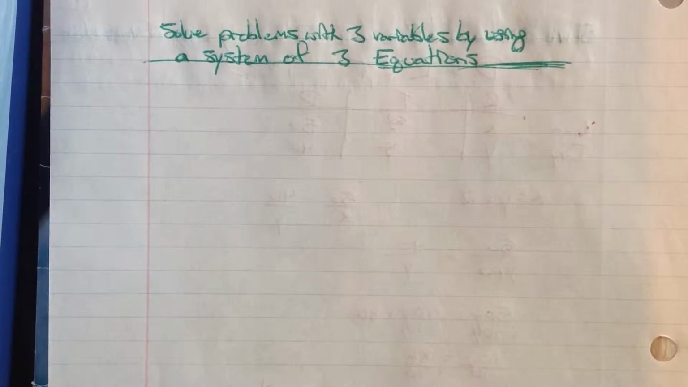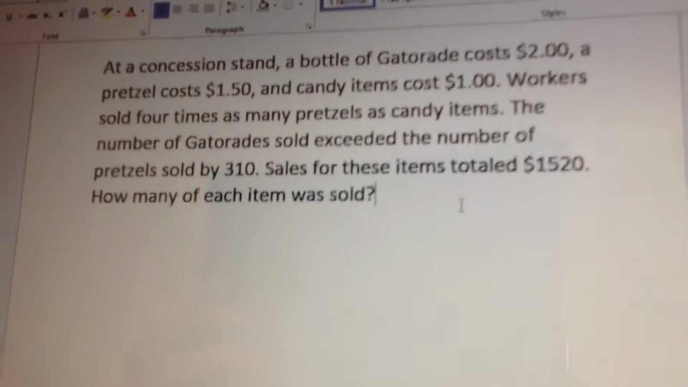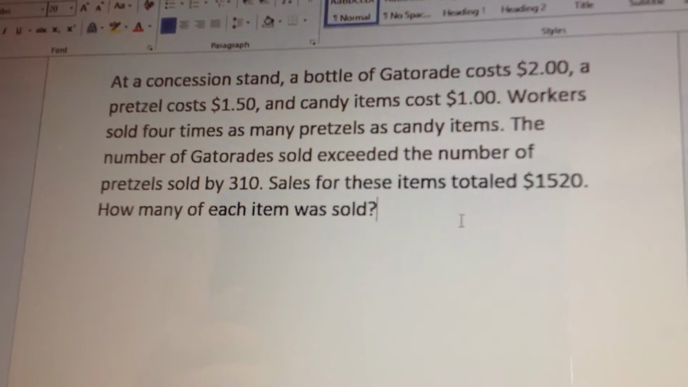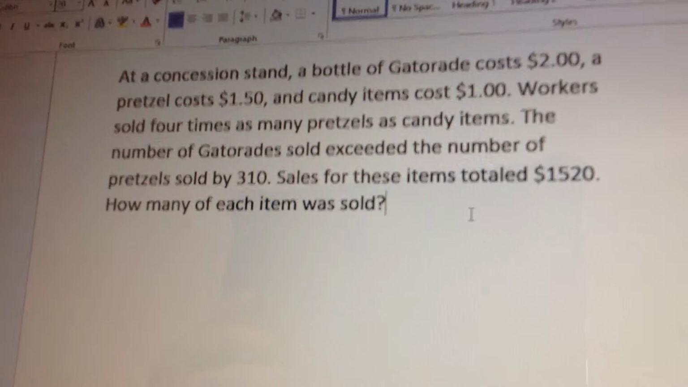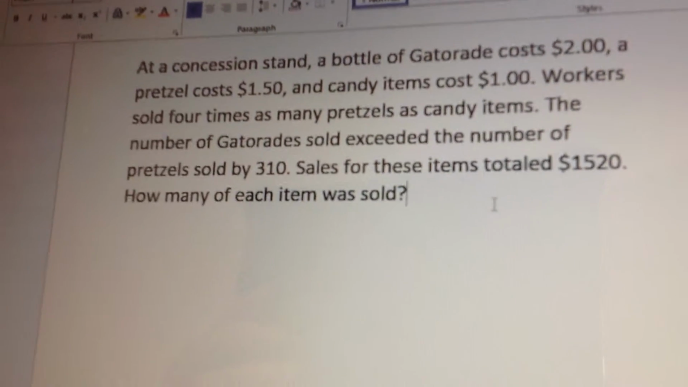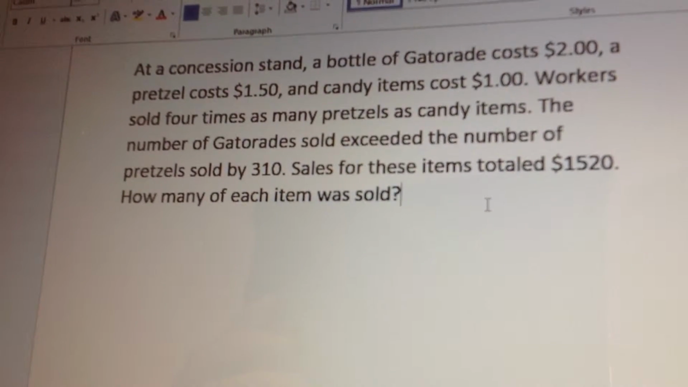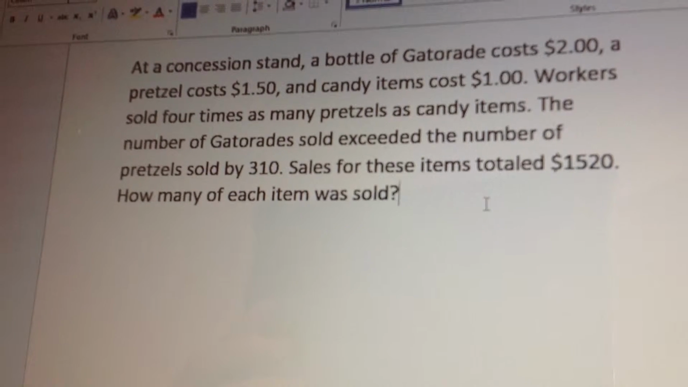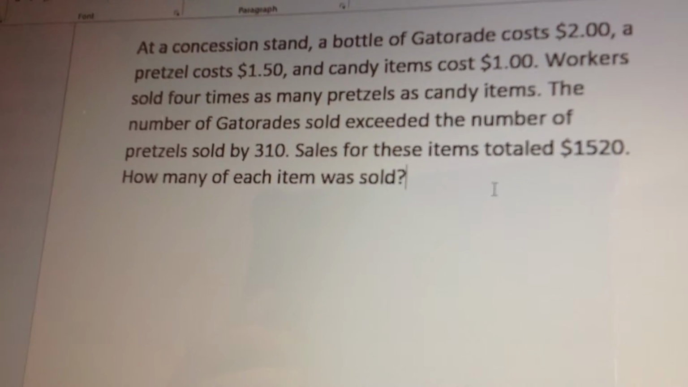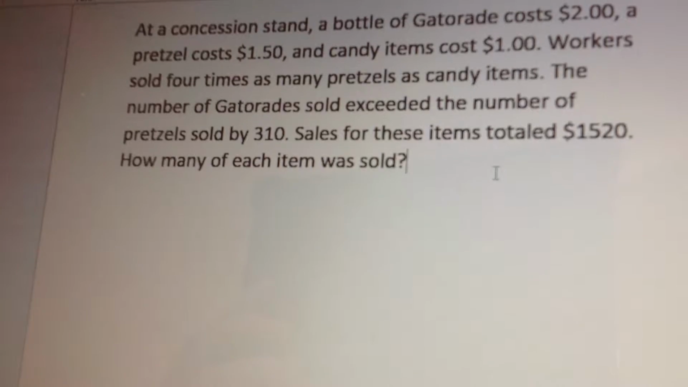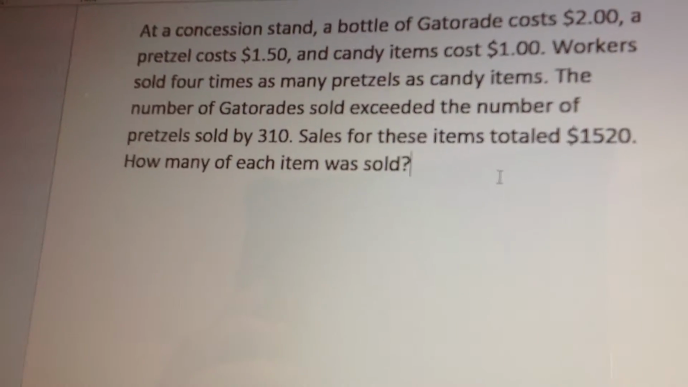Solving problems with three variables by using a system of three equations. So, at a concession stand, a bottle of Gatorade costs $2, a pretzel costs $1.50, candy costs $1. Workers sold 4 times as many pretzels as candy. The number of Gatorade sold exceeds the number of pretzels sold by 310. And sales for these items totals $15.20. How much of each item is sold?